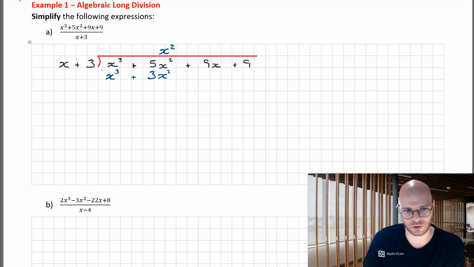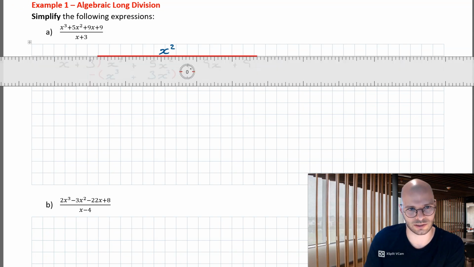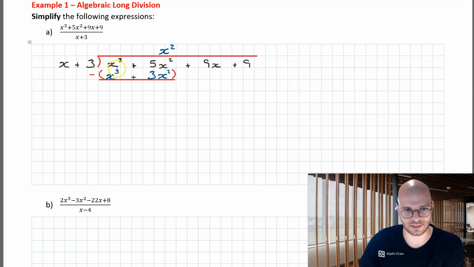Next, we need to do subtraction. To do this, I put brackets around what I just put in and turn it into a subtraction. x cubed take away x cubed is 0x cubed, plus 5x squared take away 3x squared is the same as writing 2x squared, and our subtraction is now over. We're now going to build our working expression.